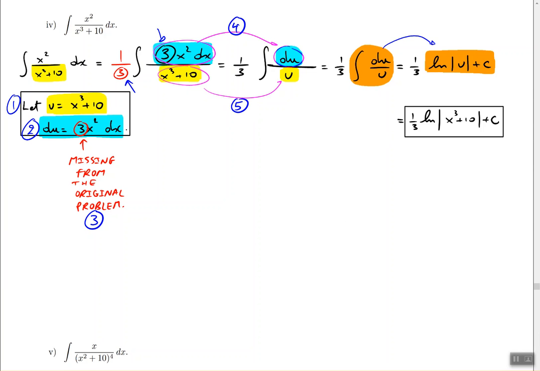And now step number 6, which is integrate. Keep in mind that the 1/3 just kind of copies over. Nothing happens with the 1/3. And finally, step number 7 is to replace the u with the x cubed plus 10, because that was the original agreement that we made when we started the problem. That is the last step of the process, and that's how the problem ends.